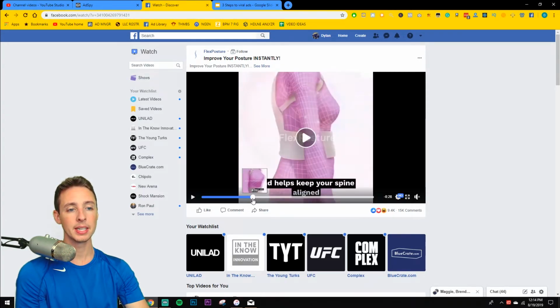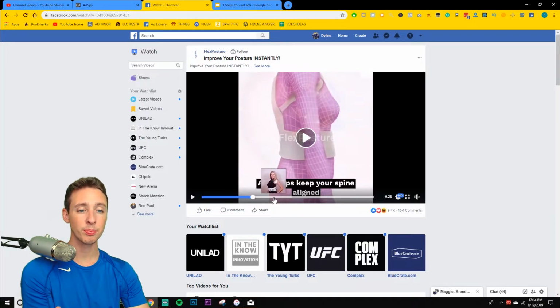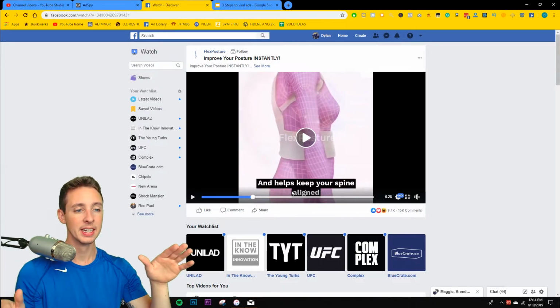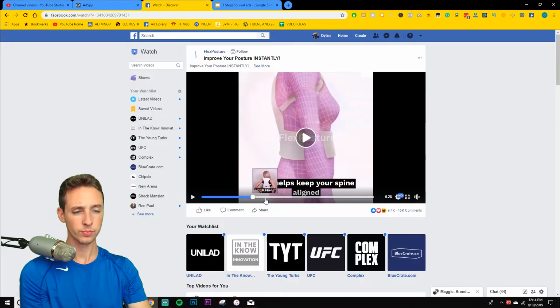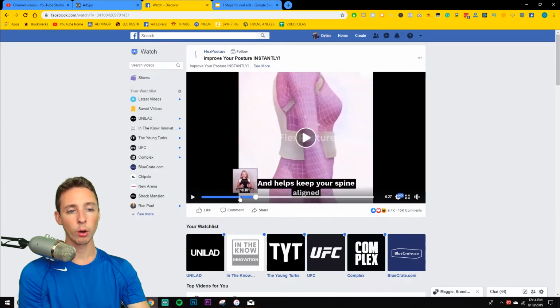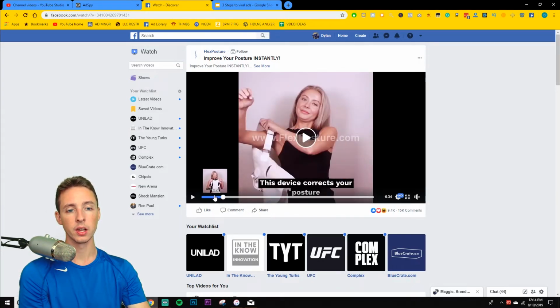So at the same time, it's clearly stating the problem. It's not going around any side roads. It's getting straight to the point. There's a problem with back pain, spinal alignment, standing tall, and then it's showing how to use this posture corrector.